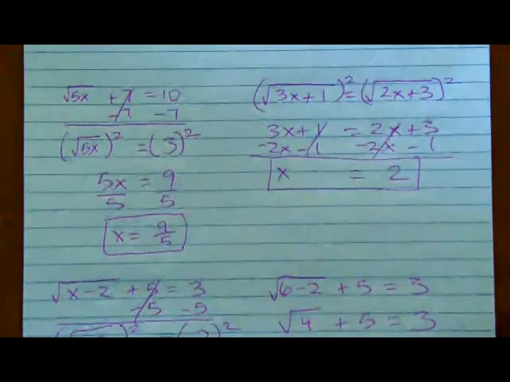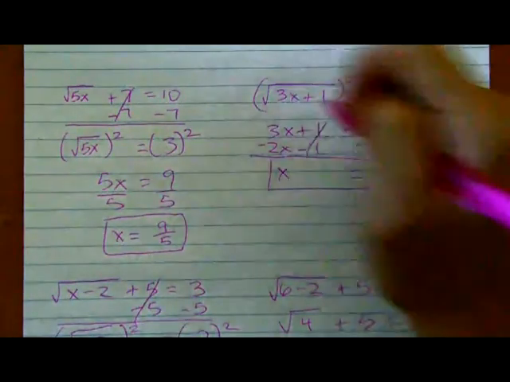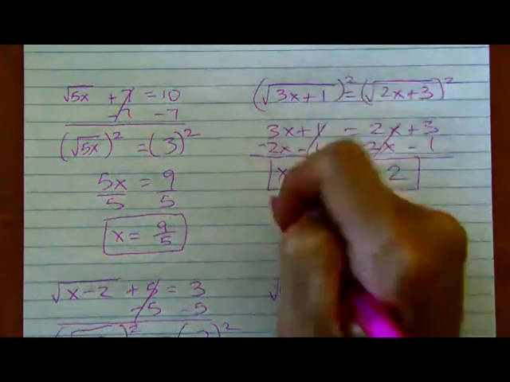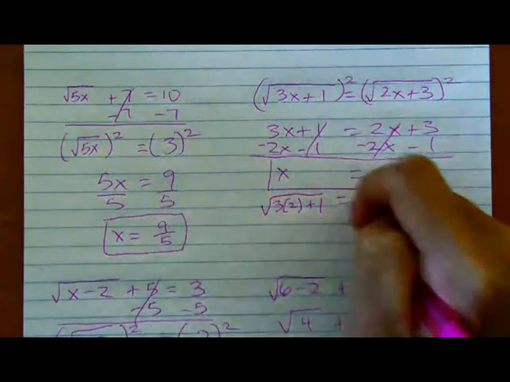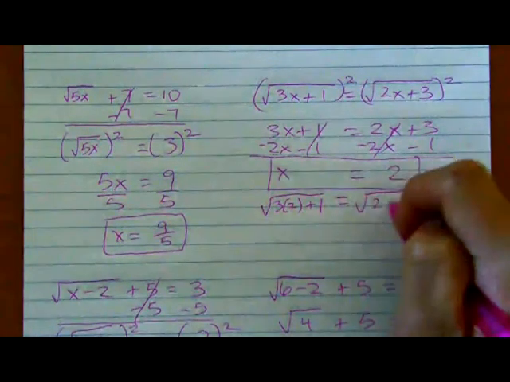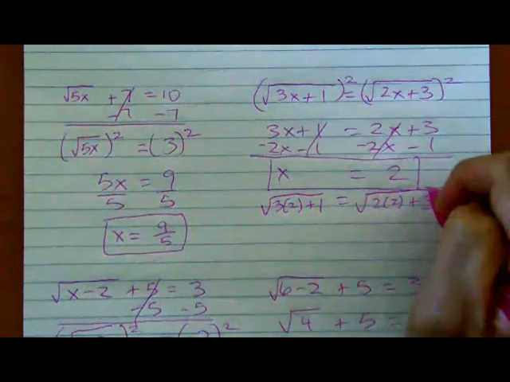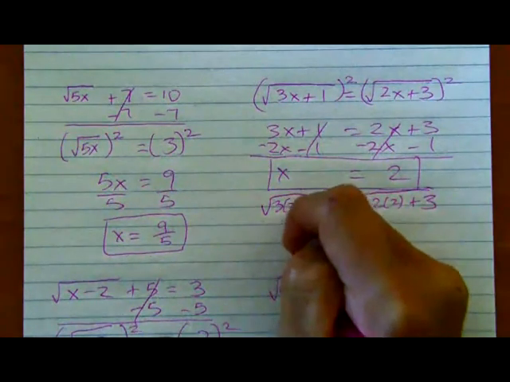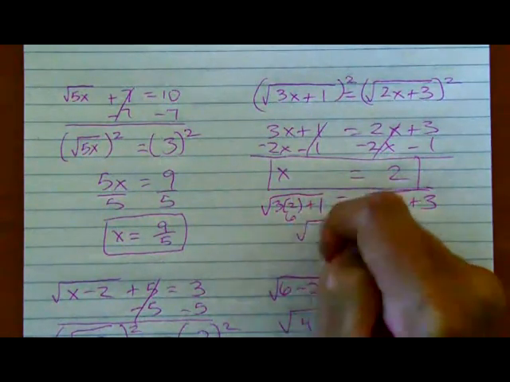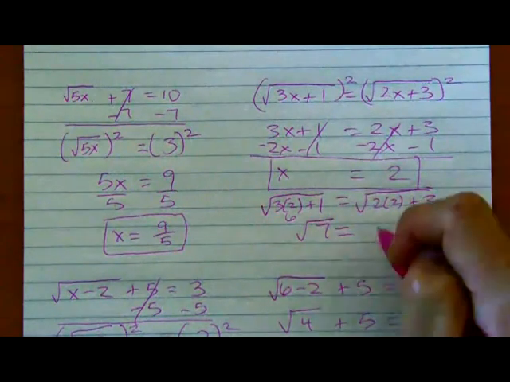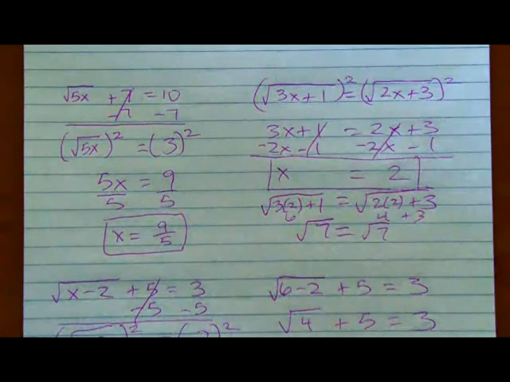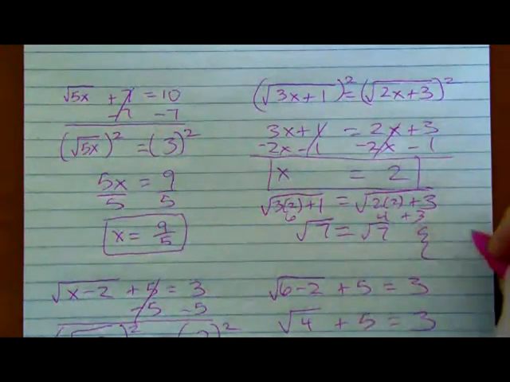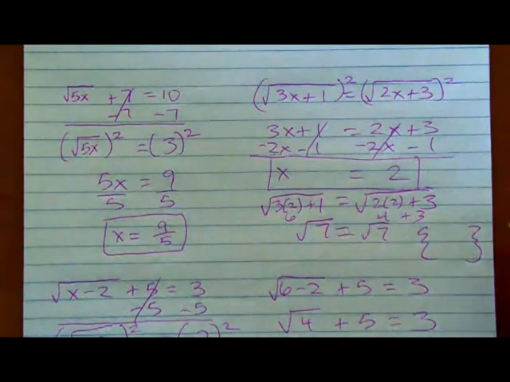Let's go back to the other two then. Let's replace 2 into those. Square root of 3 times 2 plus 1. Square root of 2 times 2 plus 3. 3 times 2 is 6. 6 plus 1. Square root of 7 equals 2 times 2 is 4 plus 3. Square root of 7. That's a true statement. So again, since we're solving for x, we put it in set notation. There's one solution, 2.